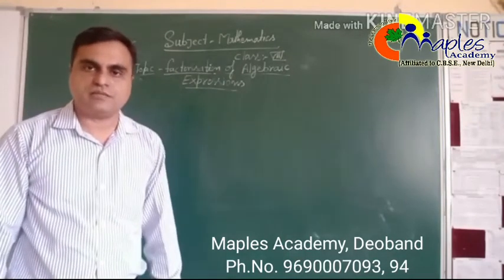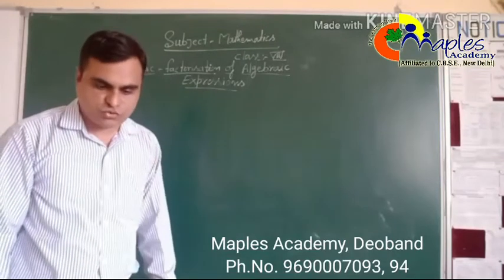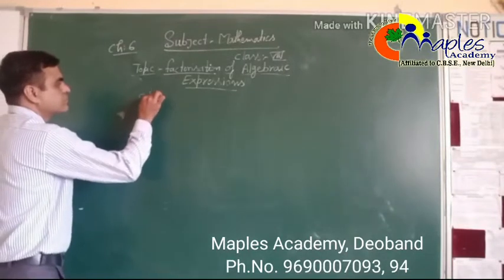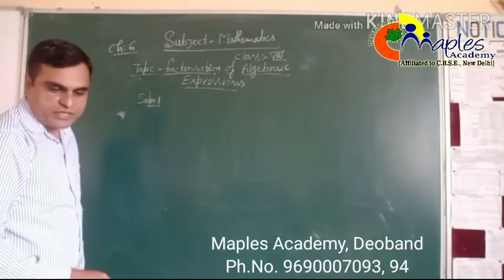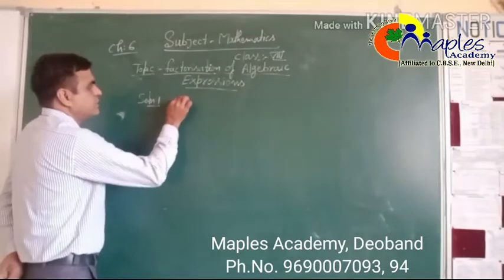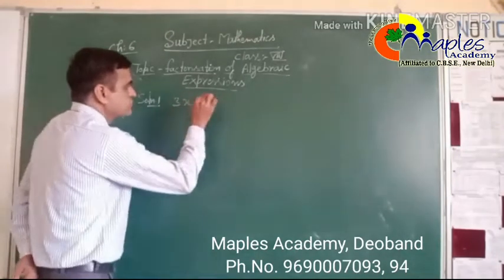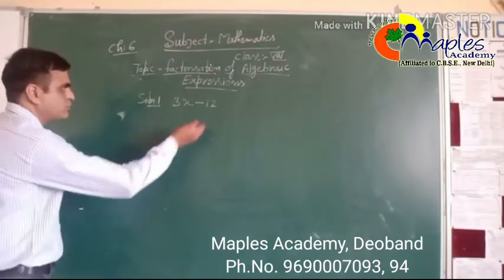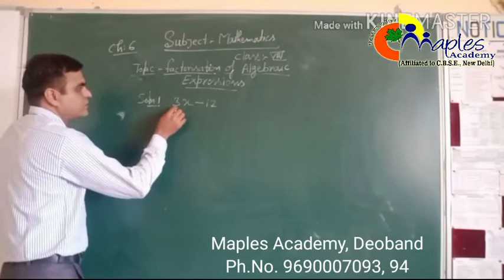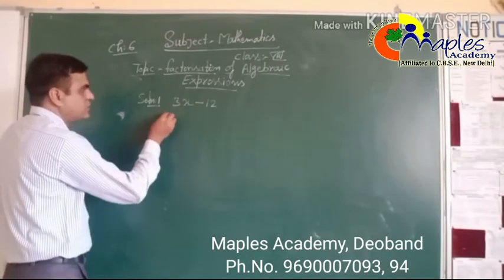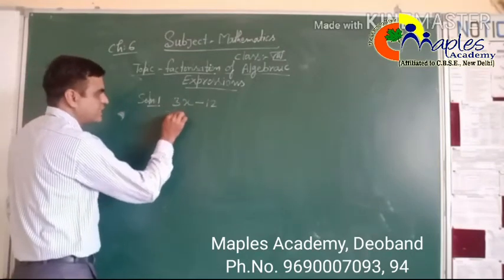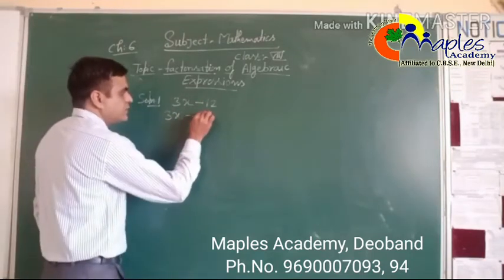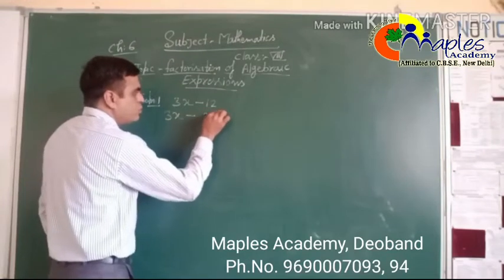For factorizing algebraic expressions, first we perform some questions. Question number 1 is, find the factors of 3x minus 12. For factorizing this, first we have to find the factors of 3x and 12. What is the factor of 3? 3. And what is the factor of x? x. And what are the factors of 12? We can write it as 2 into 2 into 3.